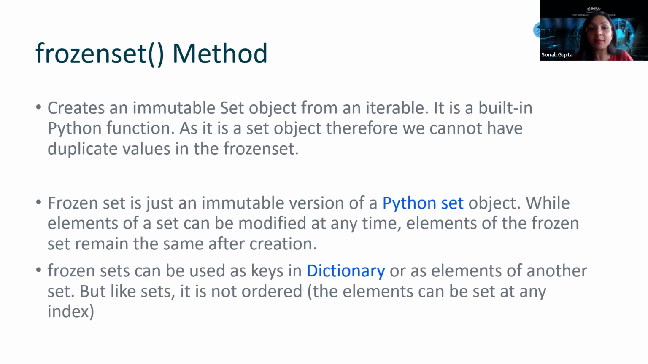So when we talk about an immutable set object, what do you understand by immutable? Any answers in the chat? What does an immutable set object signify? What is a mutable set and what is an immutable set? What does it signify? Anybody?